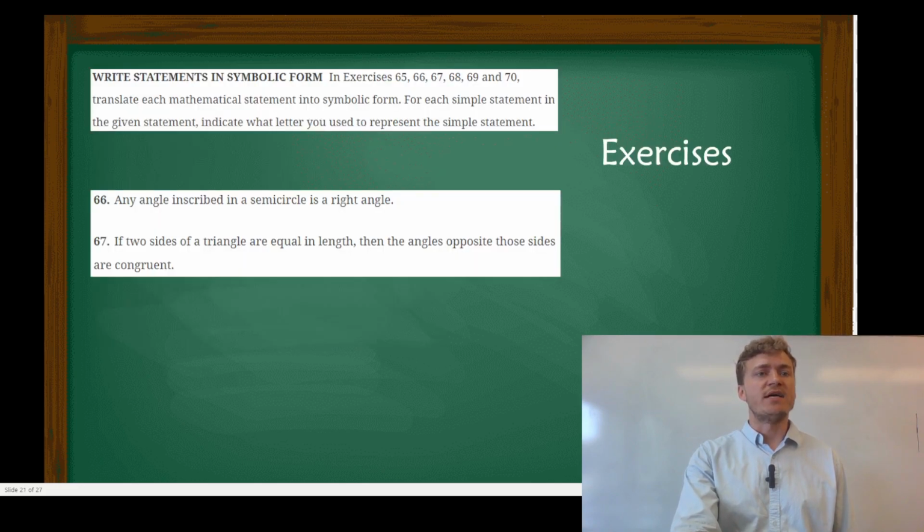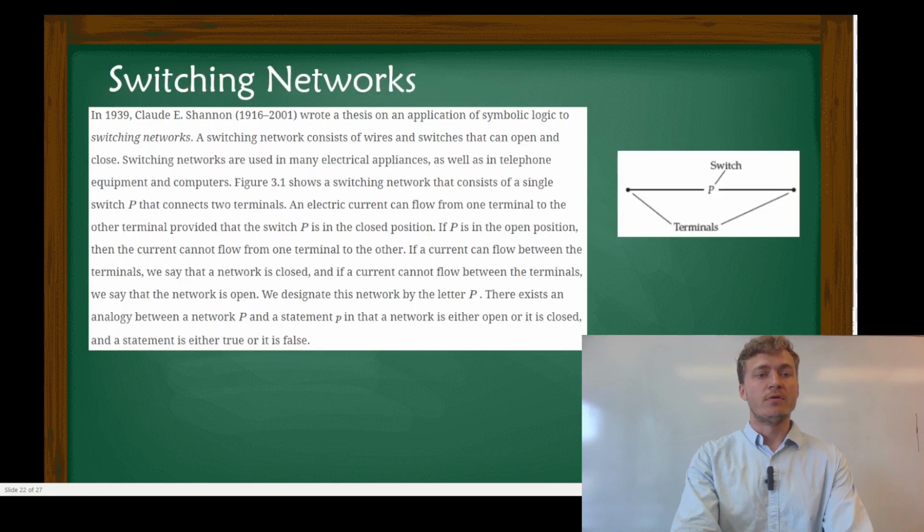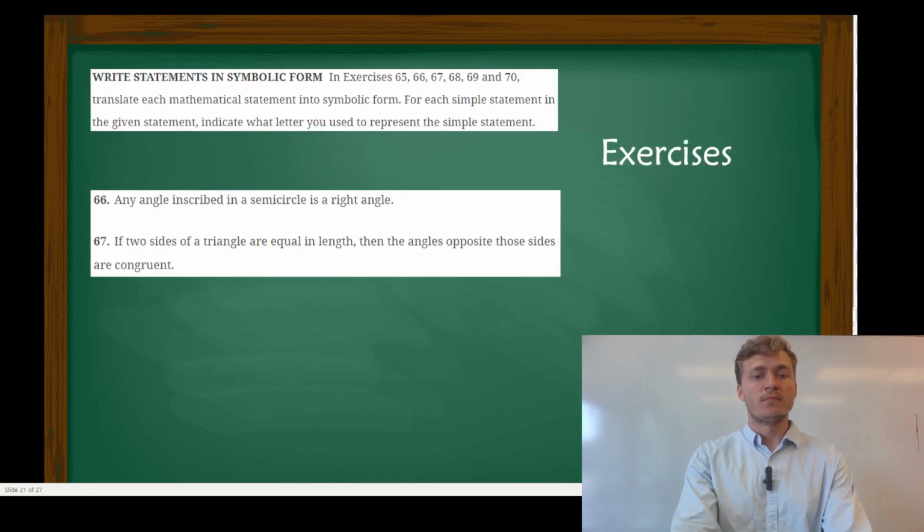In the following exercises, we want to translate each statement into symbolic form. For each simple statement in the given statement, indicate what letter you use to represent the simple statement. Number 66: any angle inscribed in a semicircle is a right angle. Number 67: if two sides of a triangle are equal in length, then the angles opposite those sides are congruent. I'll give you a moment here to pause and see what you can come up with. Translate each statement into symbolic form.